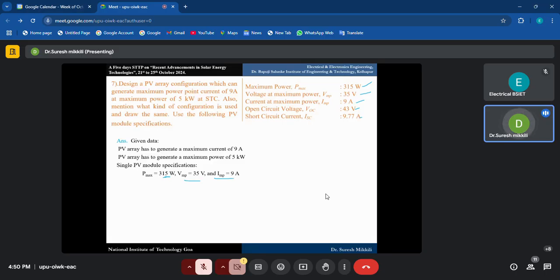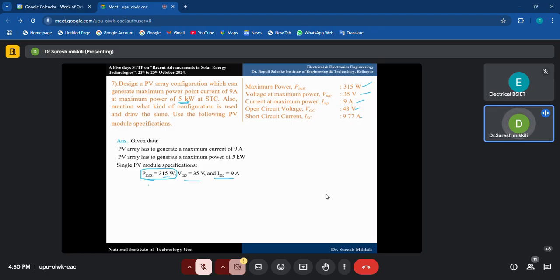Okay, number of PV modules: how many are required to generate 5 kilowatt? If one module is generating 315 watt, I want 5 kilowatt power. How many modules are required?